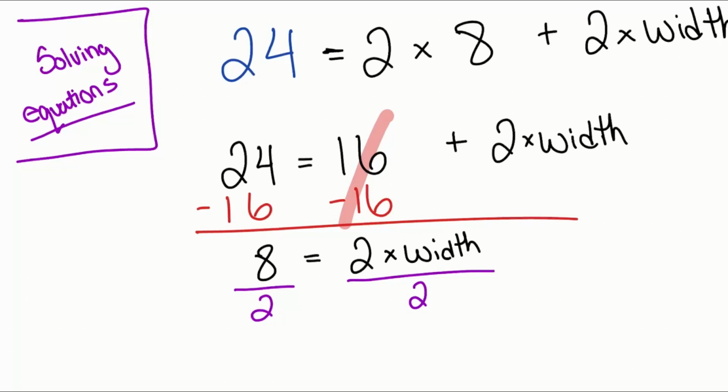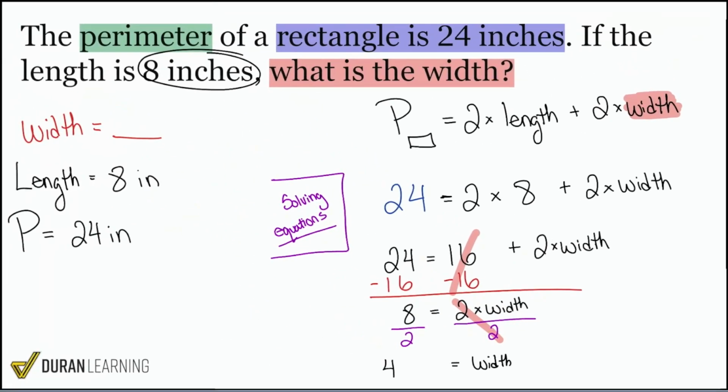There we are. So once we do that, the 2 cancels out. We now just have the width by itself, and that's going to be equal to 4 inches in this problem.